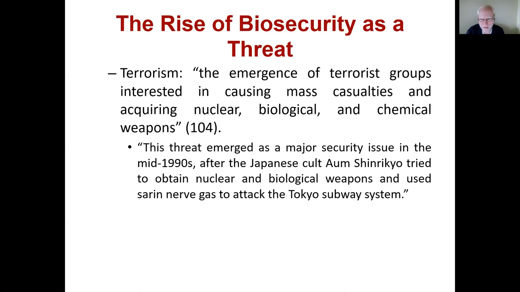There's also the worry that terrorists would try to use biological weapons, or any of the nuclear, biological, or chemical weapons of mass destruction, to cause mass casualties and mass fear. This threat emerged as a major security issue in the mid-1990s after the Japanese cult tried to obtain nuclear and biological weapons and used sarin nerve gas to attack the Tokyo subway system. So we started to really think that this was a major threat, and it's always a major security concern that one of the larger terrorist groups will try to acquire nuclear, bio, or chemical weapons. In fact, there isn't much evidence that most of them have actually tried. Some research has even suggested that most of these groups, at least the more mainstream ones, wouldn't even want them, given the stigmas associated with them.